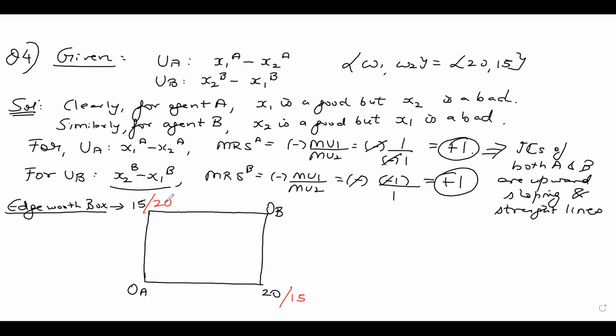Okay, let's quickly plot A's ICs. A's ICs are all 45-degree lines. Okay, so how will I draw a 45-degree line, guys? This is 20, so this is 10. This is 10, the midpoint. So A's ICs are going to look like this. They're going to be upward sloping. All other lines are going to be parallel. So these are all parallel lines. These are all A's ICs.